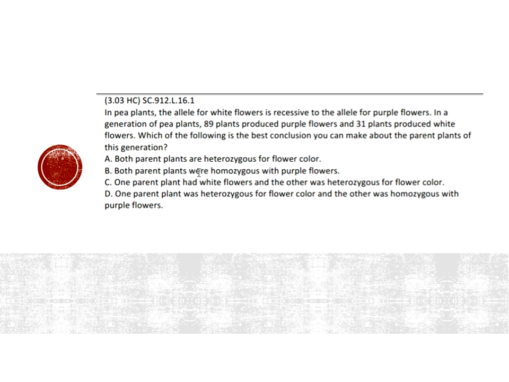This says pea plants. The allele for white flowers is recessive to the allele for purple flowers. In the generation of pea plants, 89 plants produced purple flowers and 31 plants produced white flowers. Which of the following is the best conclusion you can make about the parent plants of this generation? A, both parent plants were heterozygous for the white and purple flowers. B, both parent plants were homozygous for purple. C, one parent plant had white flowers and the other was heterozygous for flower color. Or D, one parent plant was heterozygous for flower color and the other was homozygous for the purple.